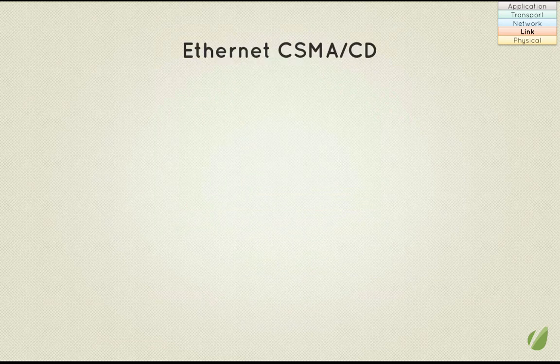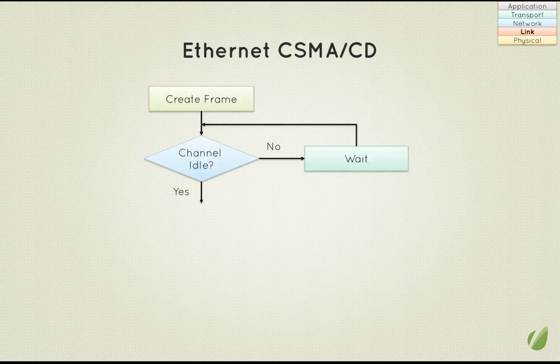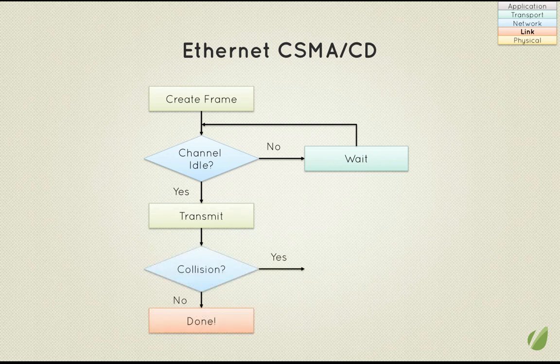Let's talk about how Ethernet implements the carrier sense multiple access with collision detection algorithm. First, a frame will be created. It'll then check the channel and see if it's idle. If the channel is not idle, we will wait and check again. Well, what happens when the channel is idle? We'll go forward and transmit the packet. After and during the transmission, we'll check to see if there's a collision.